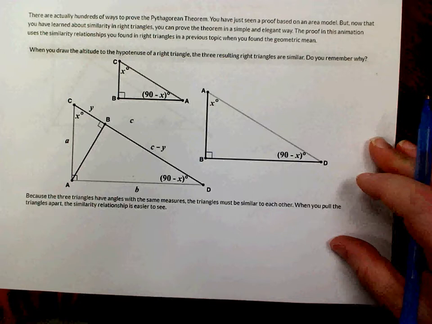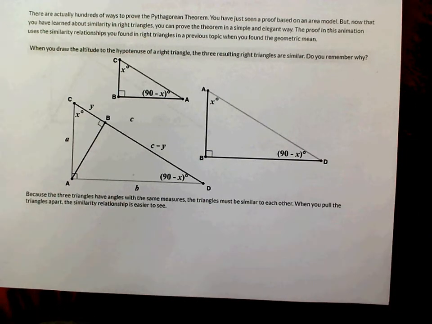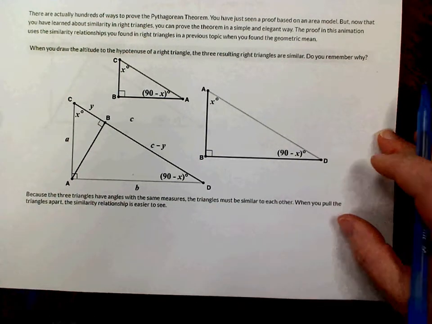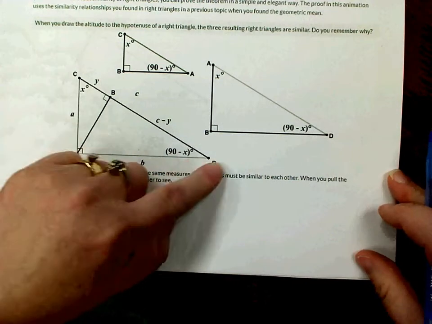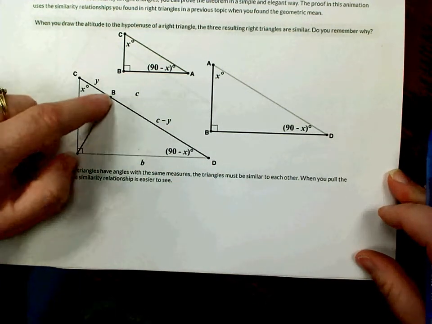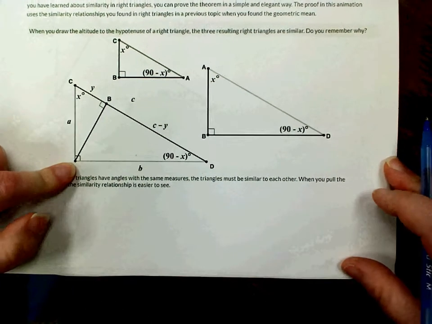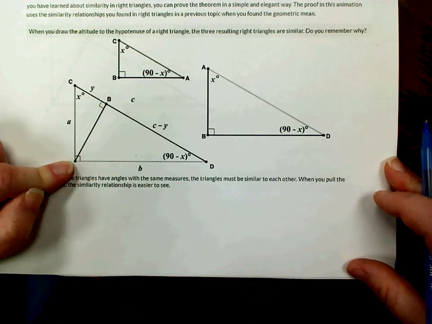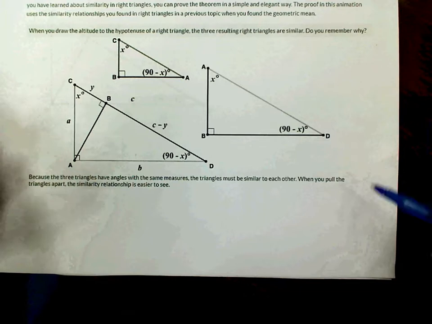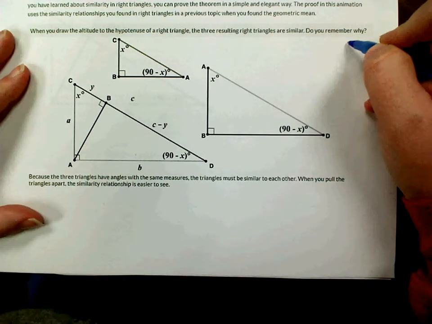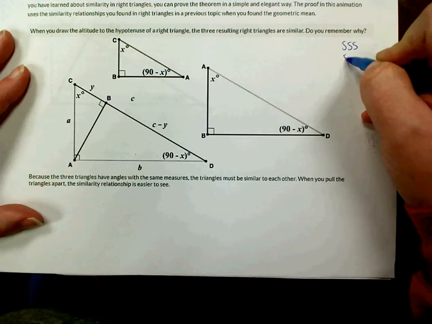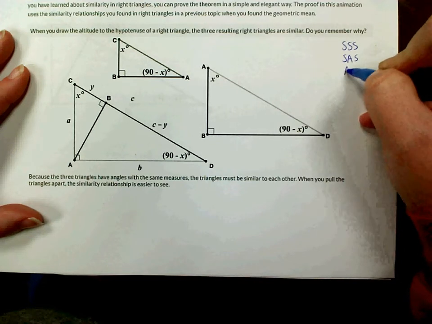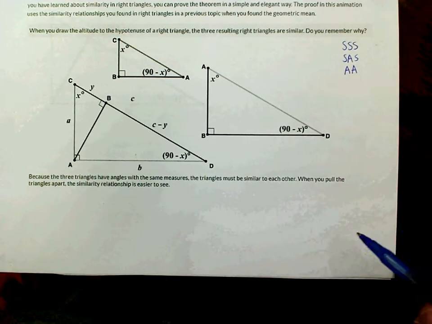This one uses what we just got finished learning in topic 13. So do you remember the right triangle that we had, that we had the altitude drawn from the right angle? And we determined that we had three similar right triangles as a result. Do you remember why they were similar? We have three shortcuts. We have SSS, SAS, and AA as reasons why triangles are similar.